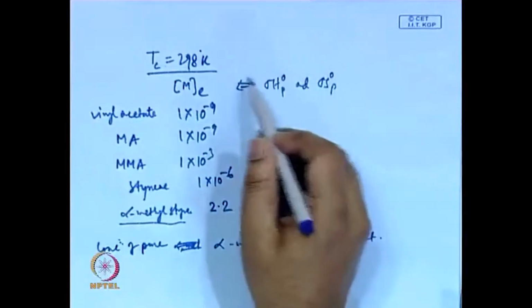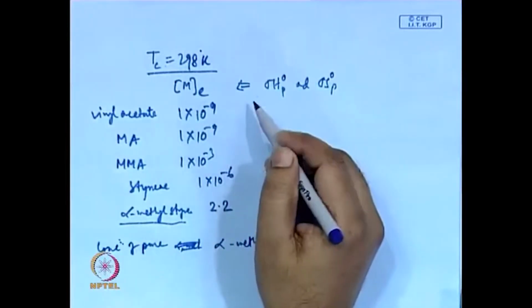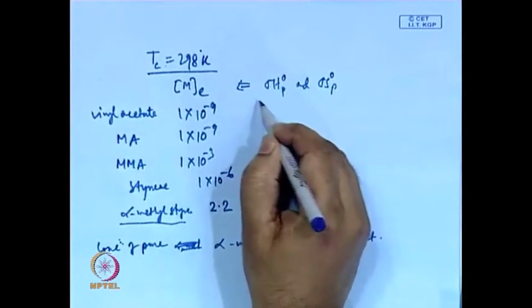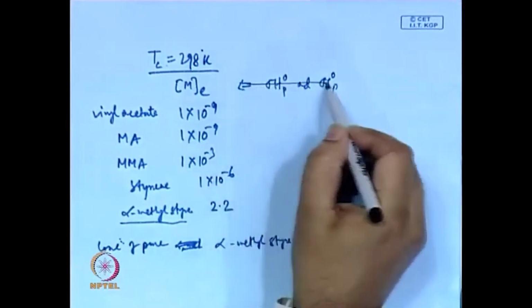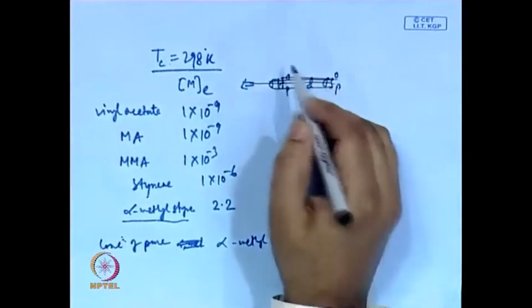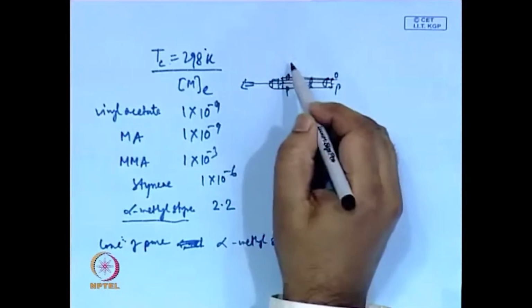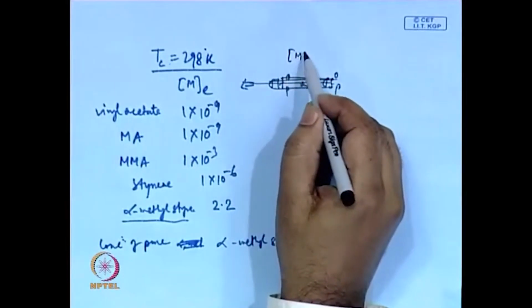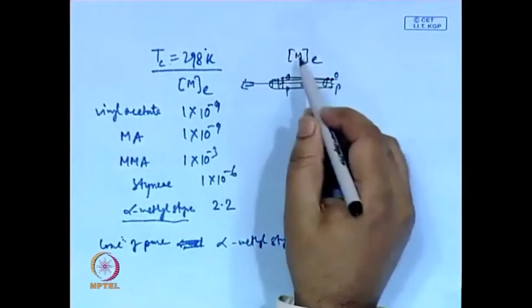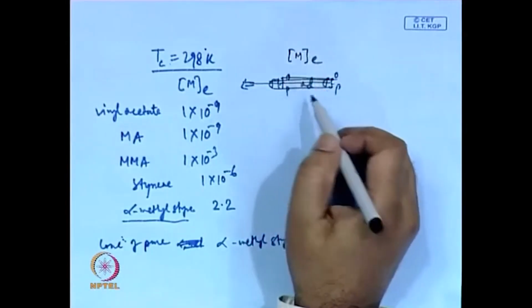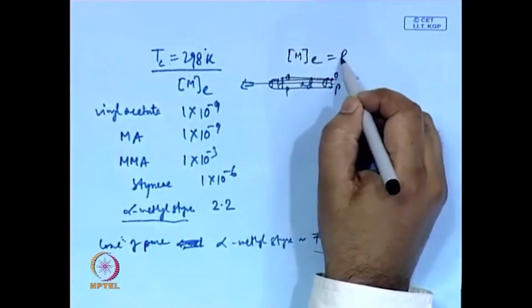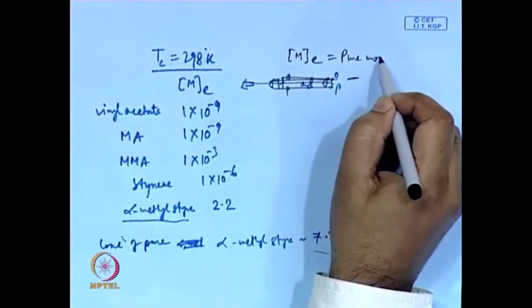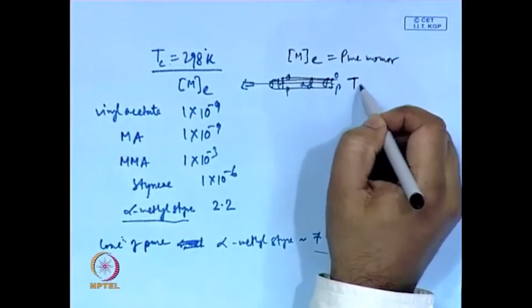Now, let us put these numbers for the same monomers, the Tc values. Let me cut this and put this. This is the value for the equilibrium concentration of the free monomer, which is pure monomer. So, what will be the Tc?